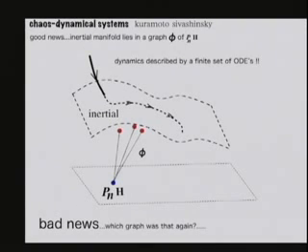So it exists, but there's lots of methods for finding approximate manifolds, and we're going to talk about that in a little bit. So it's not that it can't be done, but that's sort of the good news.